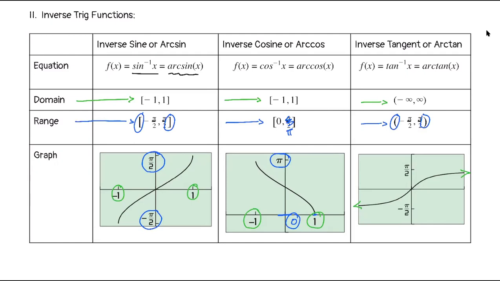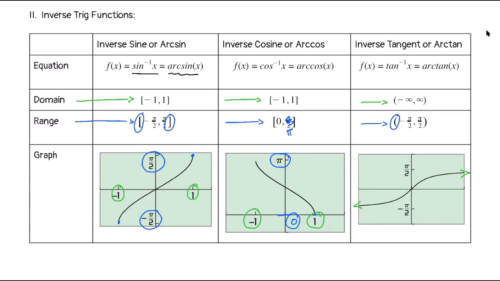Okay. So for the range of arcsine with the brackets, that means we include those values from the function. These brackets mean that this point up here is (1, pi over 2). It is a point in the graph. And then this bottom point is (negative 1, negative pi over 2), and that is included in our picture.